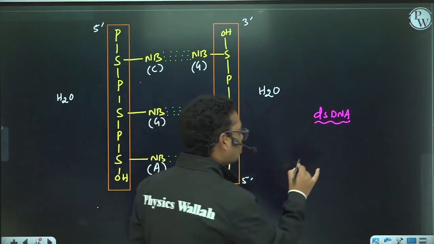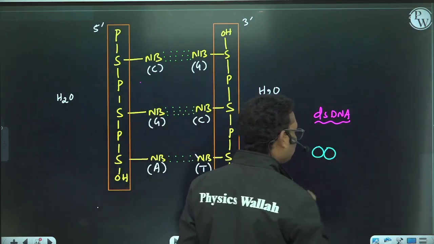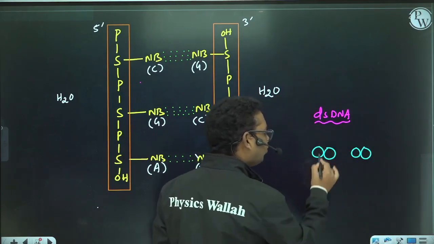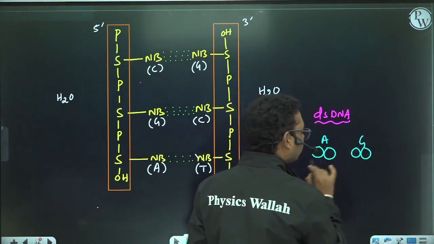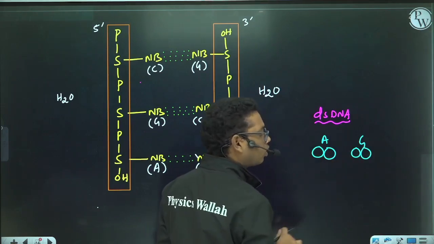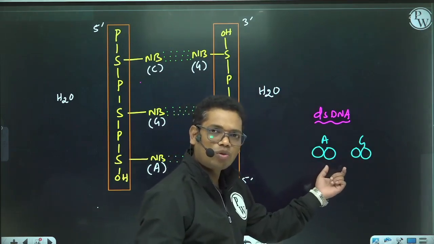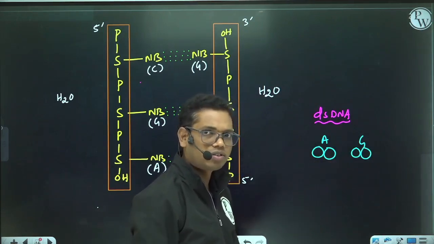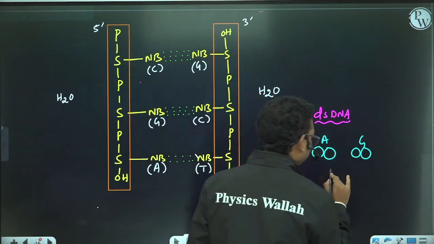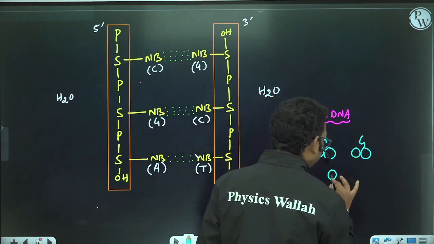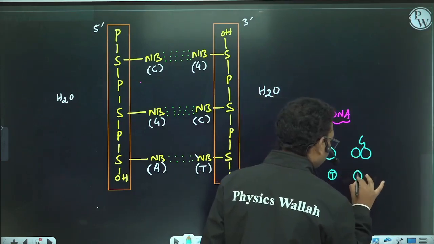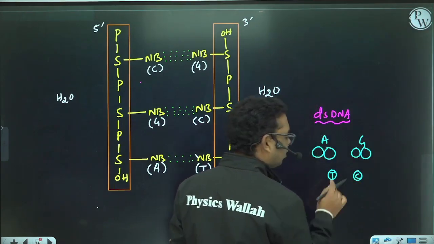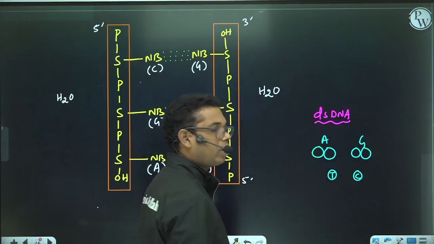Suppose these are 2 rings of the purine, and these are another 2 rings of the purine. If this is adenine and this is guanine, they will pair with each other, but in reality they do not pair. I am trying to explain a hypothetical condition. And suppose I have pyrimidines, this is thymine and this is cytosine, and here the pyrimidines are pairing with each other.